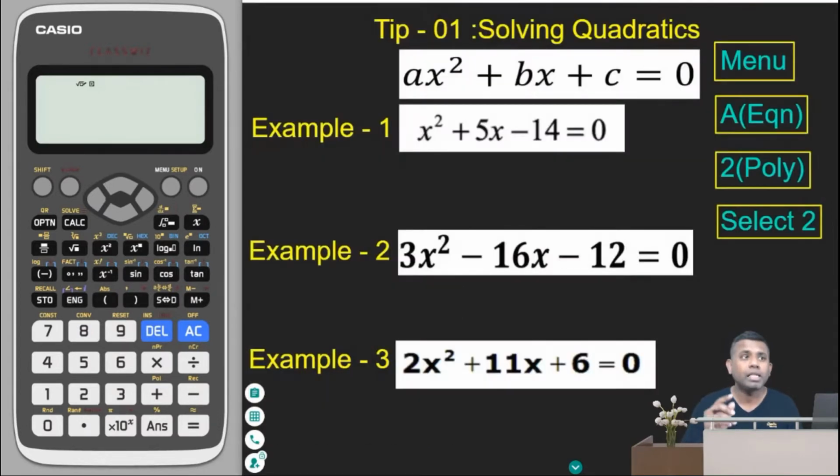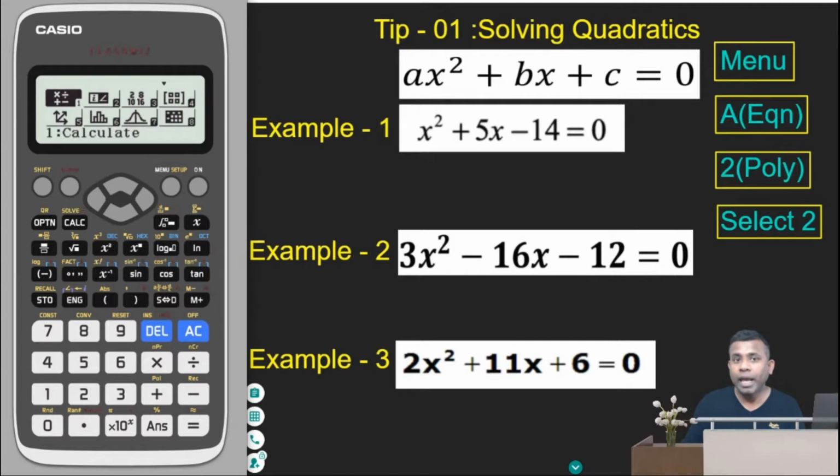So the first tip is for solving quadratics. When it comes to solving quadratics, we have 3 methods: completing the square, factorizing, and the quadratic formula. If you are using the 991EX model calculator, there is a function already inbuilt. Press the menu, use the arrow key to go to the next one, called A, equation and function.